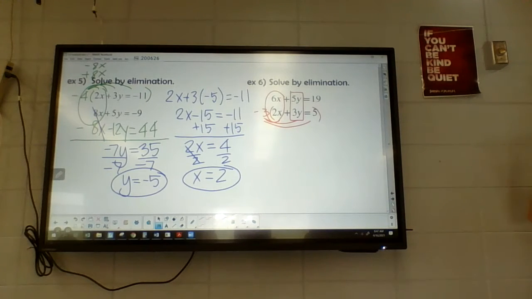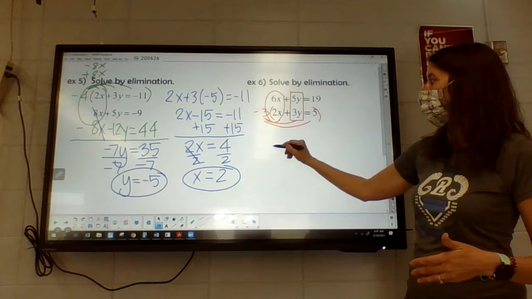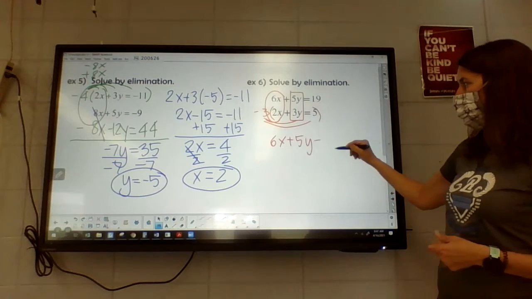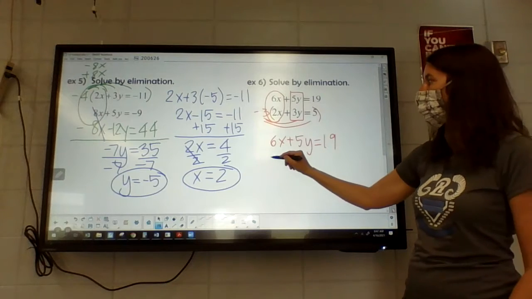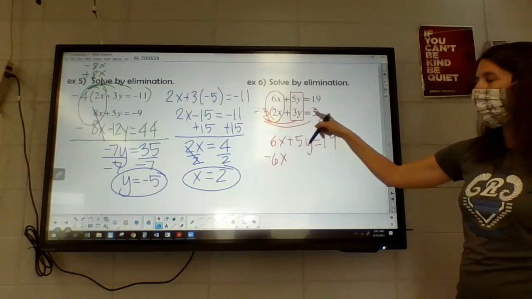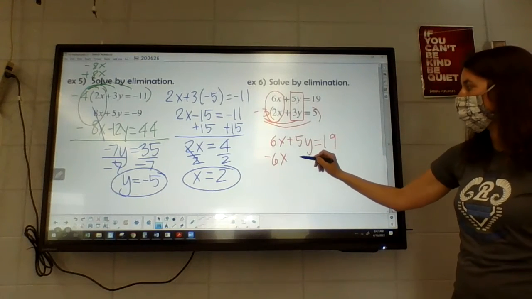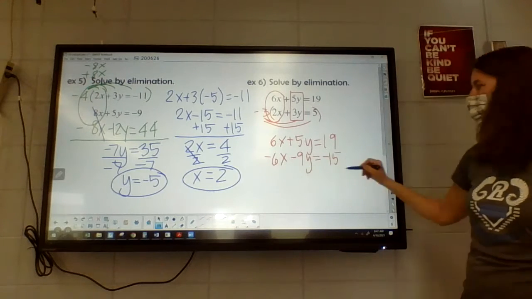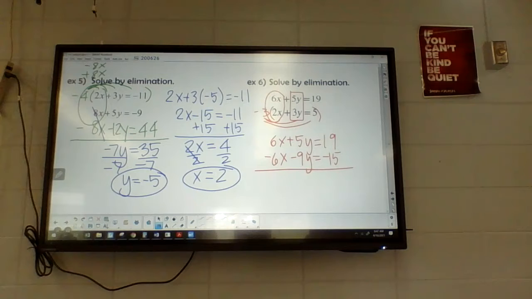So this whole bottom row will get multiplied by negative 3. Now, I like rewriting the whole problem just so that I have them nice and lined up. If you don't need to, that's fine. So I wrote the first equation. That one doesn't change. The bottom one, though, I multiply everything by negative 3, including the other side of the equal sign. That's probably the part that everyone misses on these.